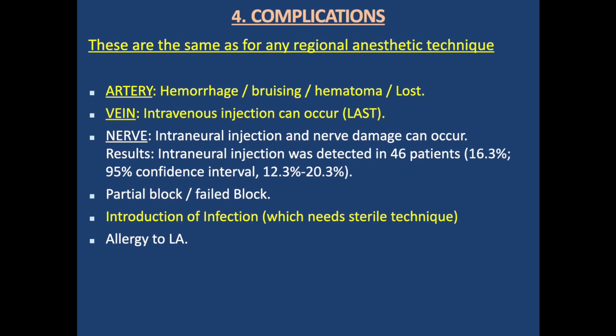Complications. Intra-arterial injection can cause hemorrhage, bruising, hematoma, and the drug is lost in the vascular compartment. If the drug is injected intravenously, it can cause local anesthetic systemic toxicity. The incidence of intraneural injection is very high, which is 16.3%. We should take care of it.